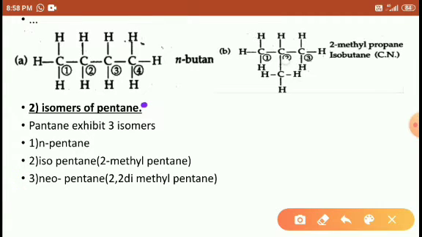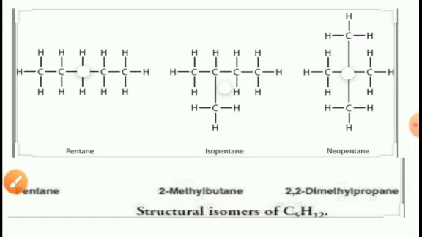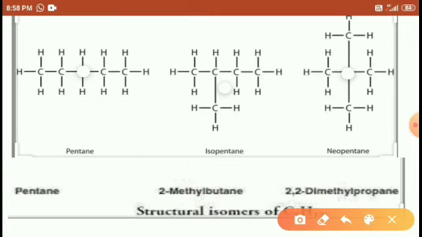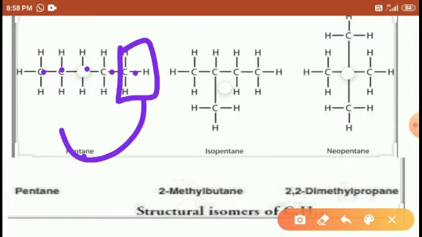The isomers of pentane. Pentane exhibits three isomers: n-pentane, isopentane, neopentane, or 2-methylpentane, 2,2-dimethylpentane. Look at here, students. In n-pentane, the carbons are in the same style, a straight chain, that is n-pentane. And here, this one is substituted on the second carbon. This is the central carbon. Either you substitute here, here, or here, anywhere. Right, students? So I am substituting here.